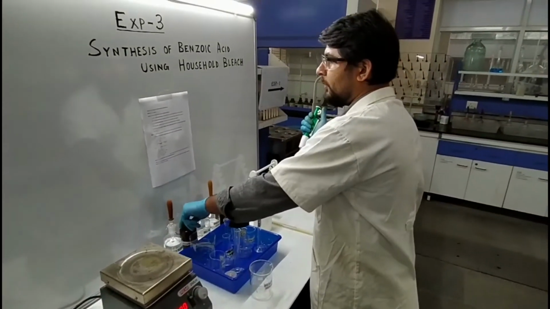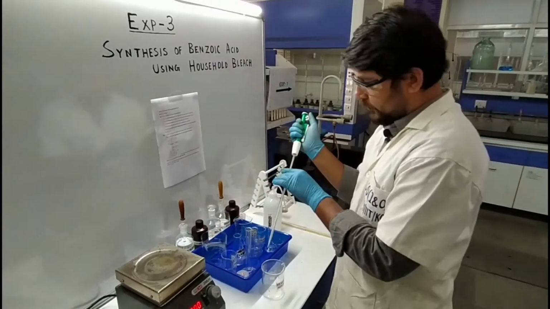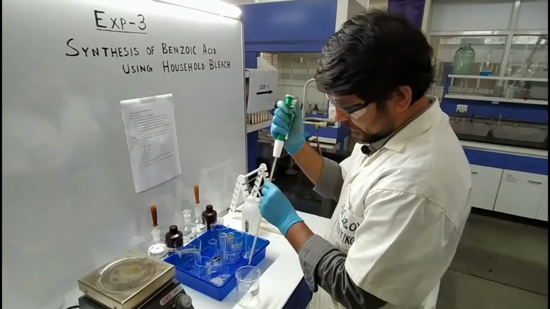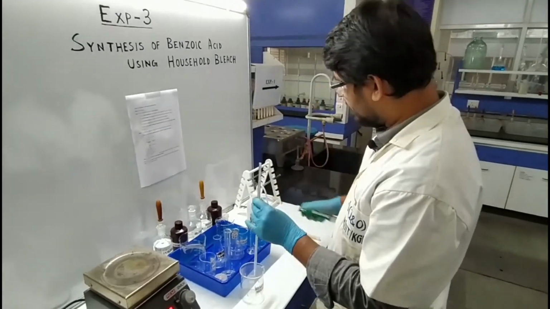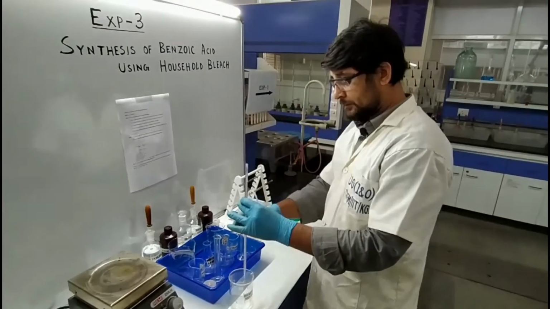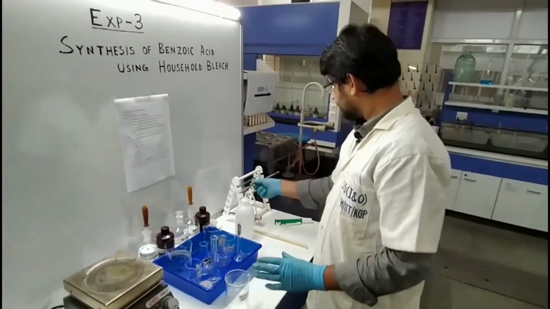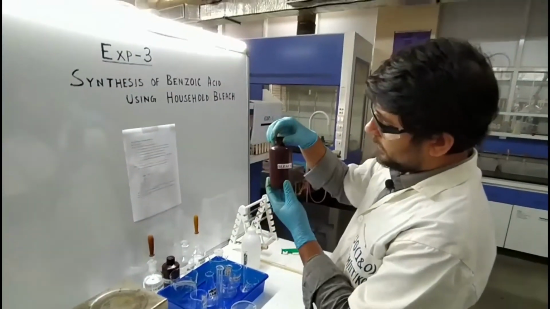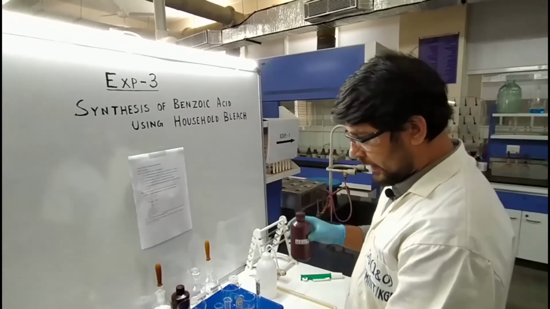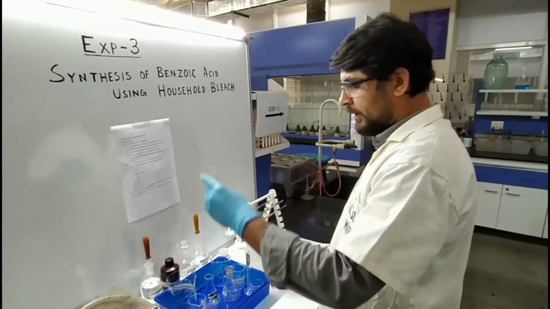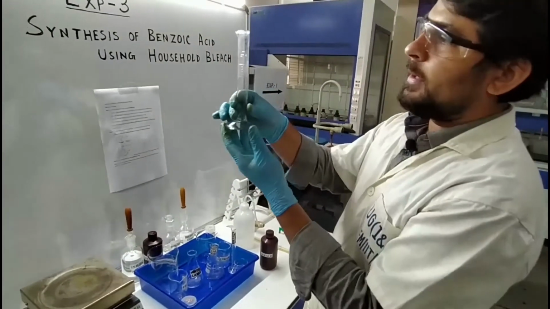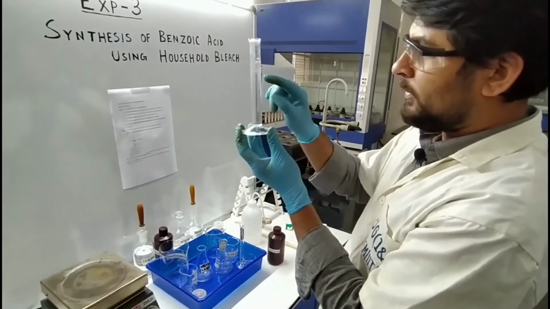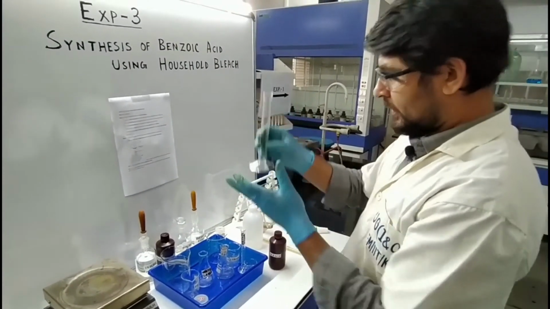Then after that, what do you have to add? 24 ml household bleach. This household bleach is NaOCl. So this is the bleach, NaOCl, and you can measure it using this measuring cylinder. This can measure 25 ml. How much is required? 24 ml. So we have to take up to this.